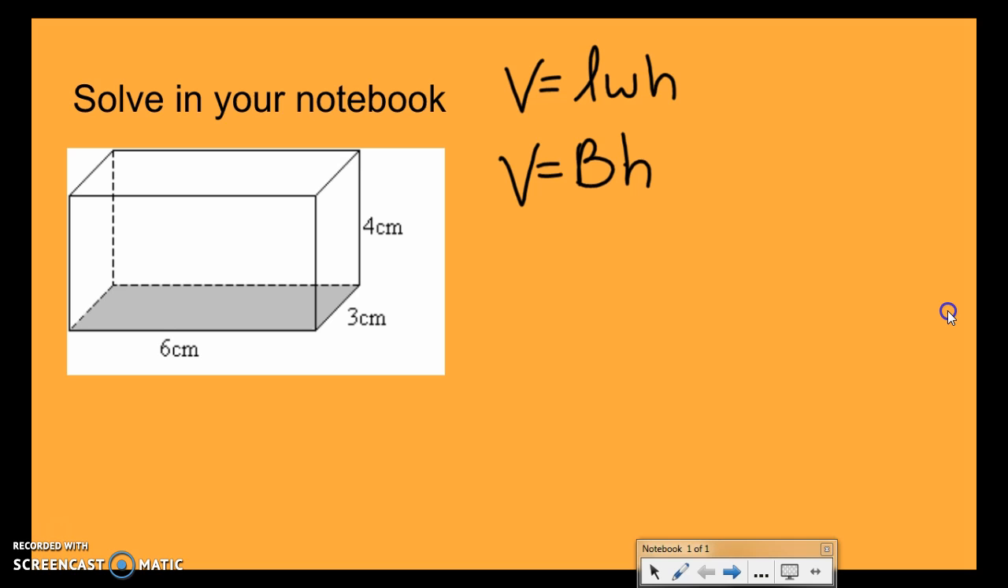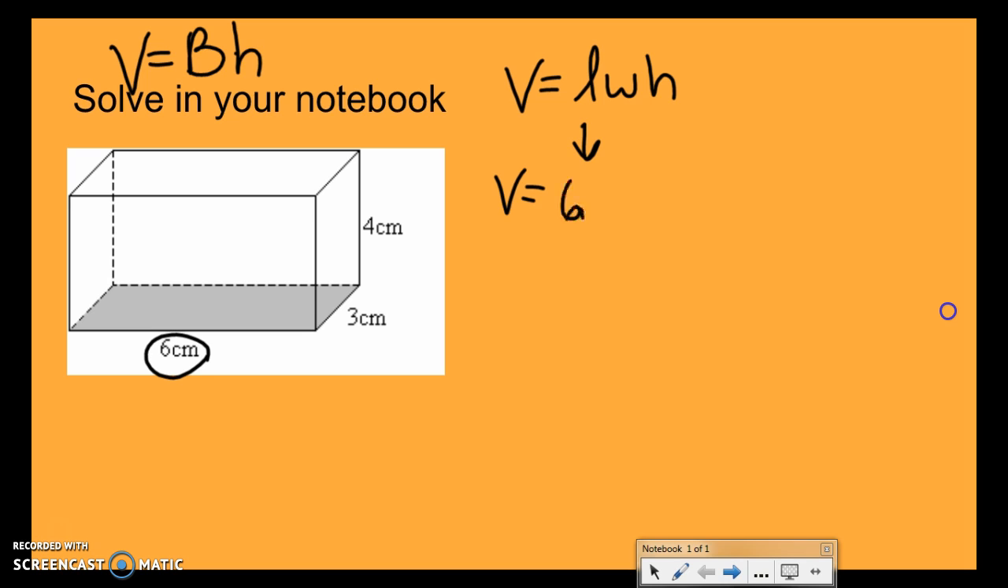Alright, so let's use my favorite method first. Put this guy aside and do the length, width, and height. We are going to replace our variables that we know with the appropriate numbers. So, our length is going to be 6 centimeters. Our width is going to be 3 centimeters. And then our height is going to be 4 centimeters. So essentially, all we have to do is 6 times 3 times 4.